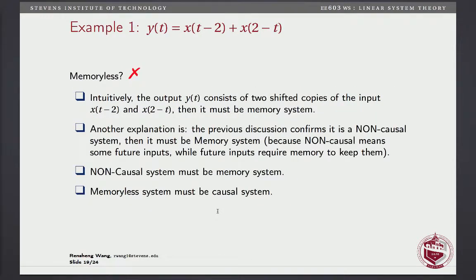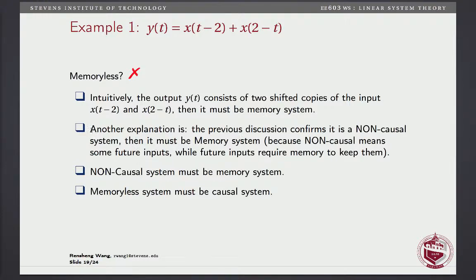How about the memory? For this memory system, that's also very simple. Because look at this, you have two shifted copies of the input, right? So it must be a memory system. Because when you have some time shifting, you need extra memory to remember what happens. For a memoryless system, you only have the current input. You can never shift any input.